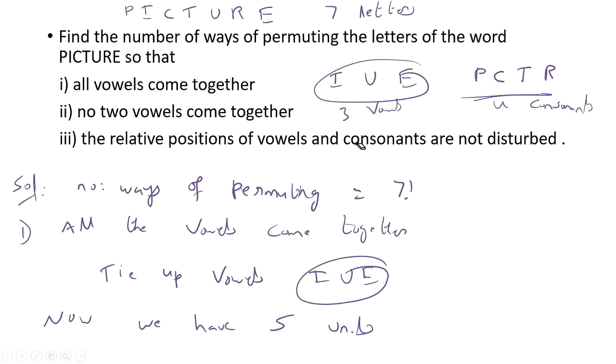Therefore, the number of arrangements is equal to 5 factorial times 3 factorial. So we can arrange these 5 units in 5 factorial ways, and we can arrange this 1 unit of vowels in 3 factorial ways. Therefore, the total number of arrangements is equal to 5 factorial times 3 factorial. Now coming to the second one. No two vowels come together.